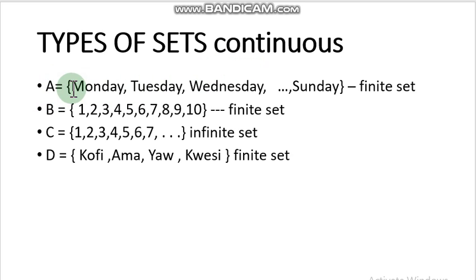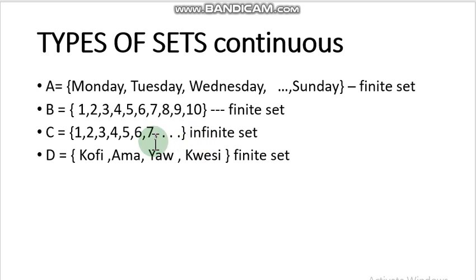Now, types of sets. Let's look at this one. The first one, the set of days of the week. Since within this set, Sunday is the last member, we know that this set is finite. B, the set of natural numbers from 1 to 10. So we can find the last member of this set. So this set is also finite.